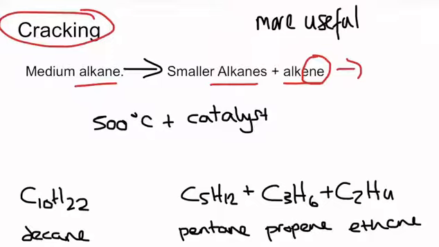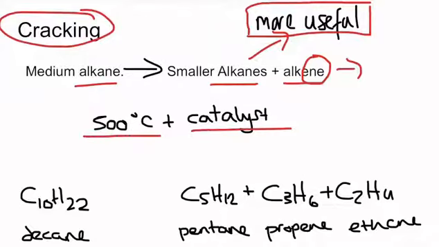So the reason that we convert a medium scale alkane into a smaller alkane is because these smaller alkanes are generally more useful. So for example, the fuels in most of our vehicles are smaller scale alkanes. We also need to know the conditions that this reaction takes place in. So it takes place in the presence of a catalyst and at 500 degrees Celsius, so very high temperatures.